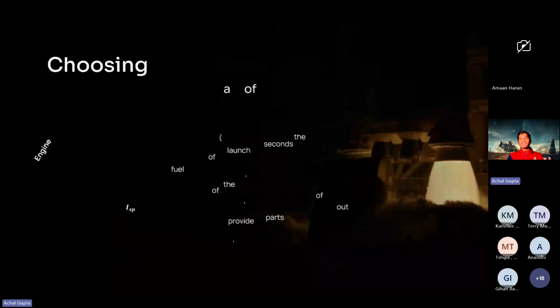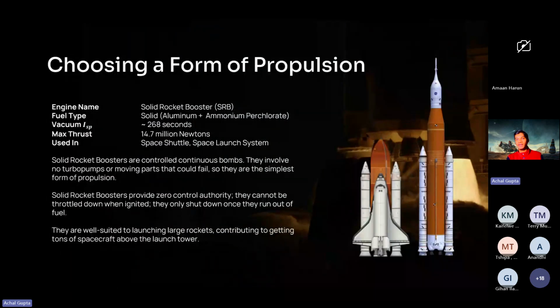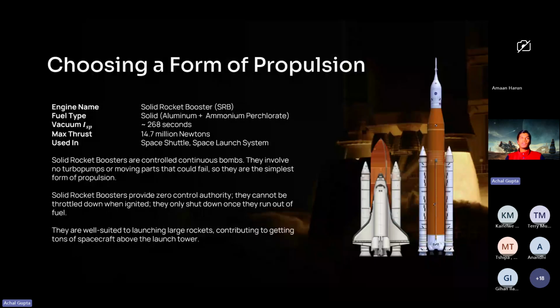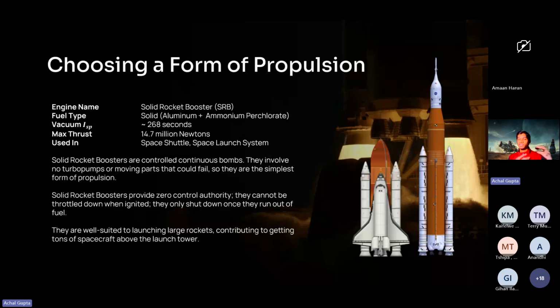Now that we've looked through the different kinds of engine properties we have, I wanted to run us through a few different examples of forms of propulsion we can use. The first and most common of them is the solid rocket booster. You'll find this on multiple rockets, most notably the Space Shuttle and the Space Launch System, which is launching the Artemis spacecraft. The solid rocket booster is called the solid rocket booster because its fuel is solid.